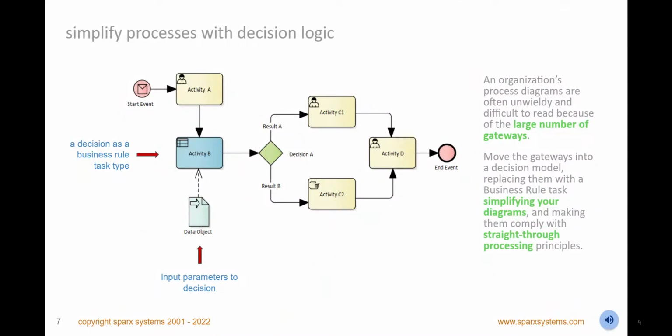Simplify business process diagrams with decision logic contained in a decision model. An organization's process diagrams are often unwieldy and difficult to read because of the large number of gateways. Move the gateways into a decision model, replacing them with a business rule task, simplifying your diagrams and making them comply with straight-through processing principles.